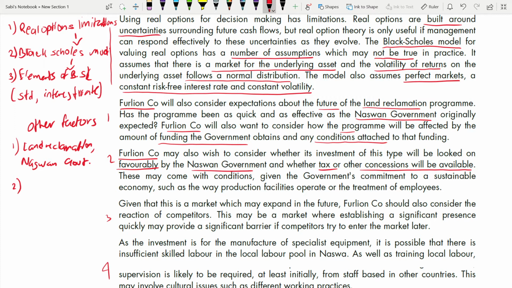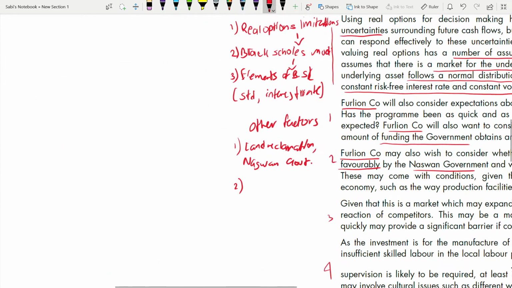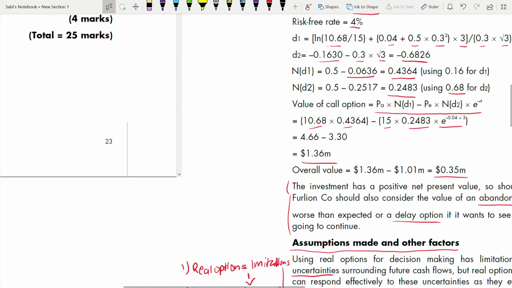What will you think about, or what will you consider, when you have to invest in a different country? Think like this and you will come up with points automatically. You will think about tax, you will think about the benefit. Are you receiving any preferential treatment from the government, any subsidies or grants? Or whether your investment will be looked on favorably by the government, because we have been told in the case study the Nasvan government is promoting which type of investment? Sustainable investment. Let me take you to the case study.